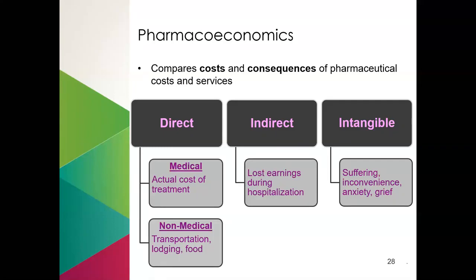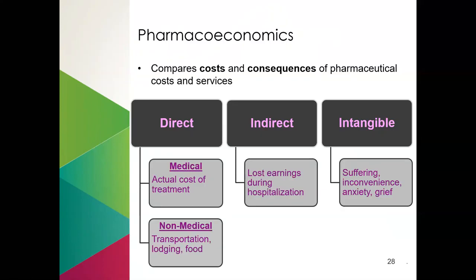Moving on to our last topic, pharmacoeconomics studies compare the costs and consequences of pharmaceutical services and products, pharmaceutical treatments. This is an outline of the different types of costs you can assess. Direct costs refer to money that's spent on the treatment itself or something related to the treatment. So if it's a medical cost, it's the money you put towards the actual cost of the treatment.